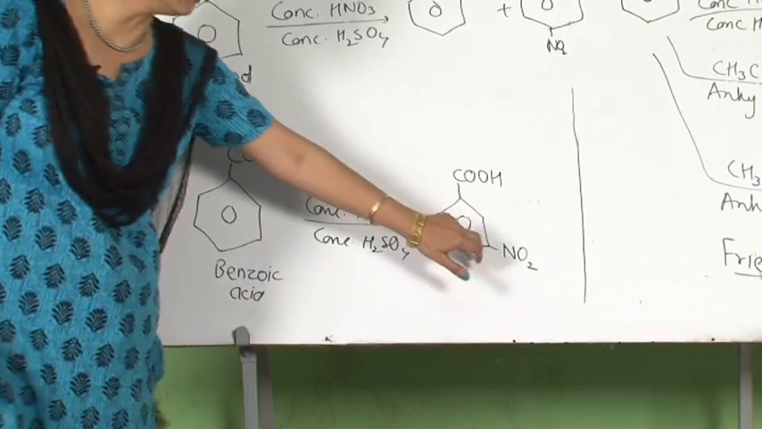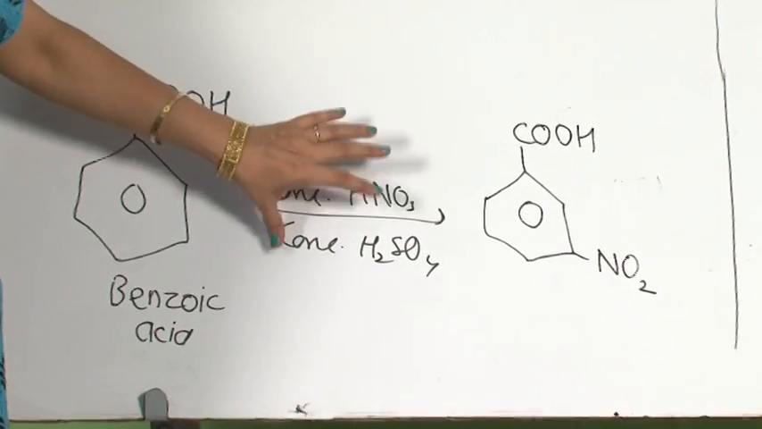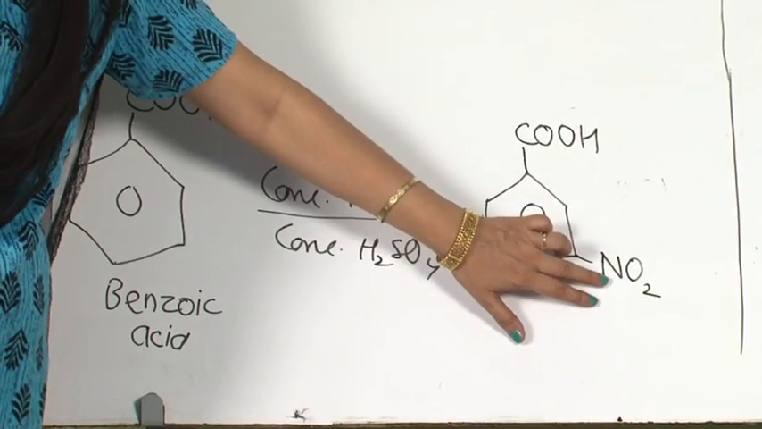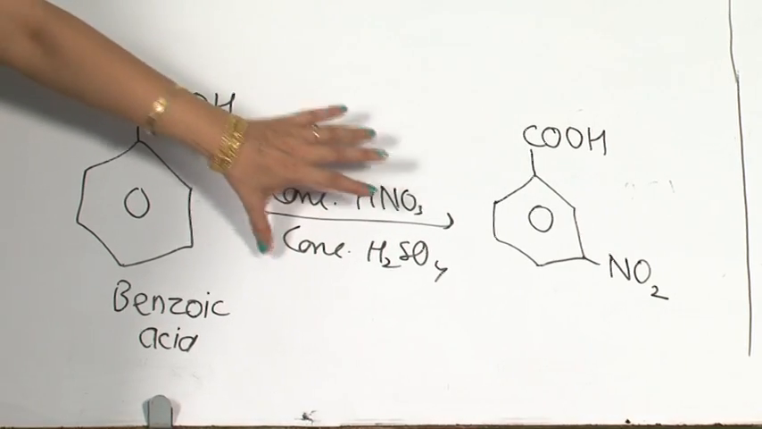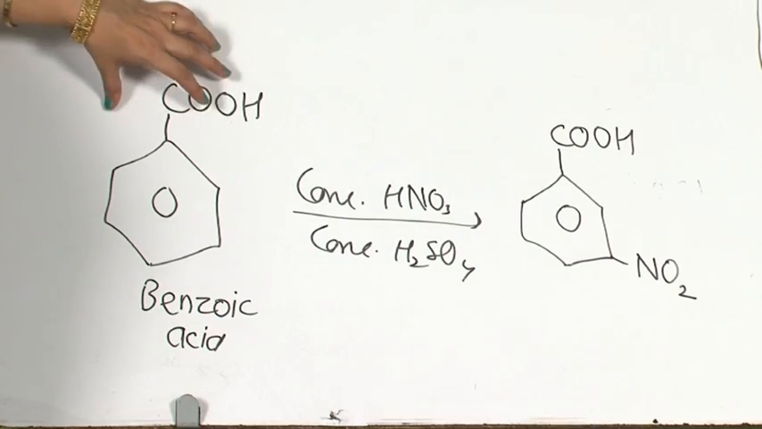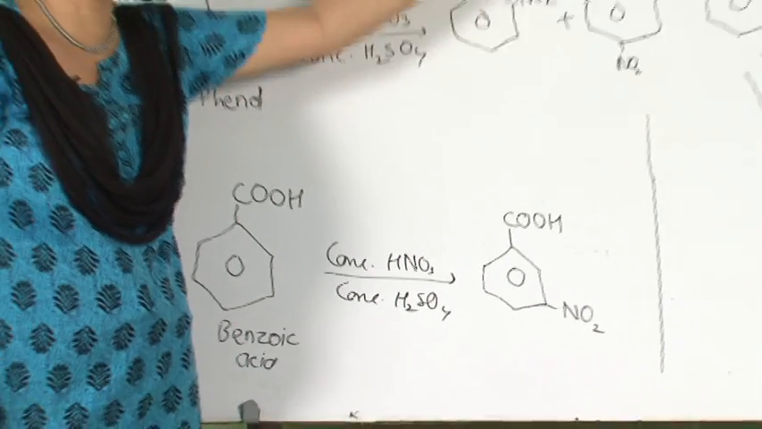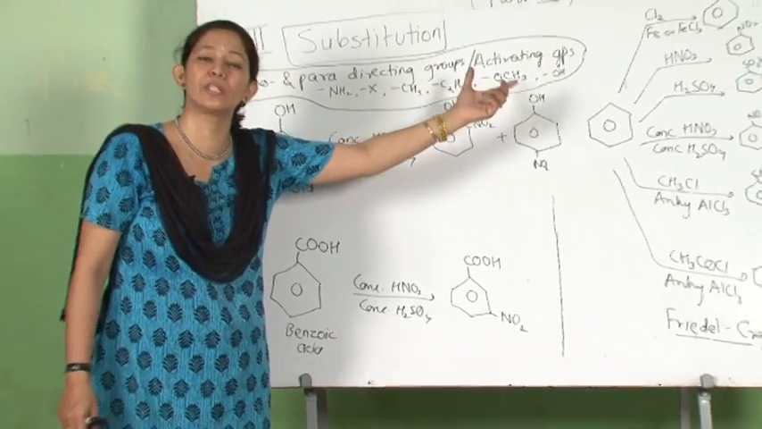I am putting it into the meta position. The same concept. This part is going to generate nitronium as an electrophile. So, the nitronium group is going to come and get attached at the meta position. Why? Because the carboxylic group is an example of a meta directing group, just the opposite of an activating group, a deactivating group.